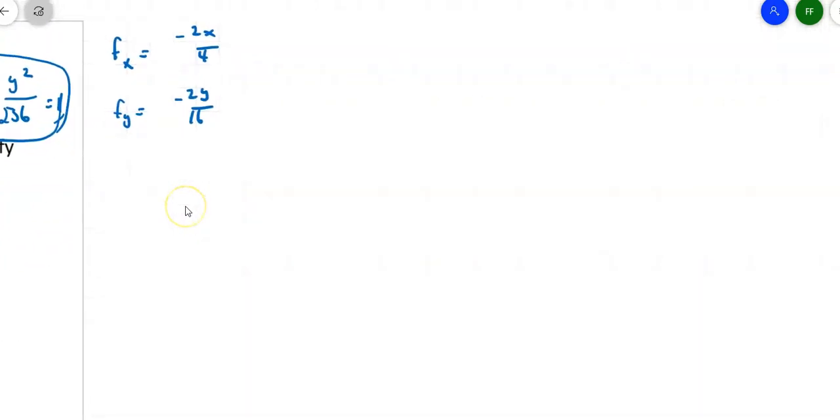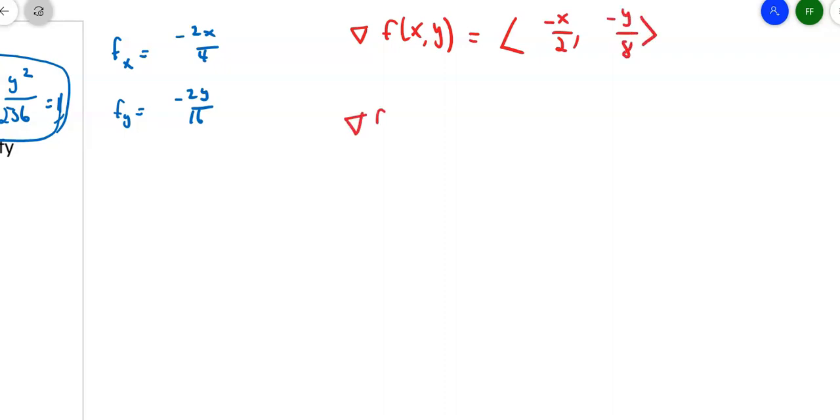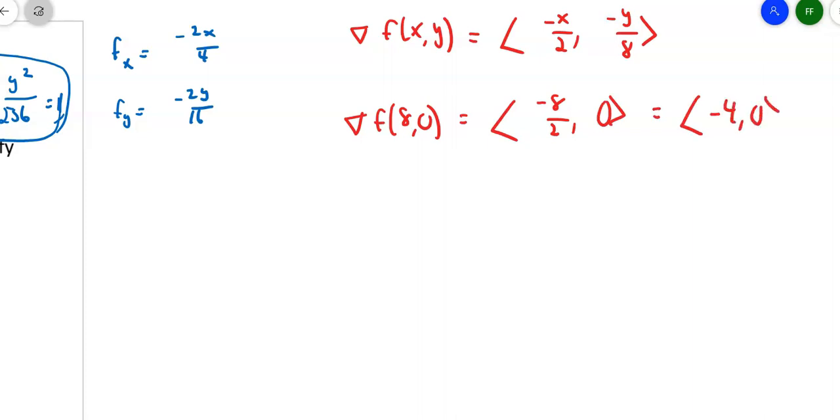So now I can move this over. This means that the gradient of f at x, y is -x over 2 if I simplify the first term, -y over 8 if I simplify the second. Right, now let's evaluate that gradient at the point that I was given, which is (8, 0). So now I get -8 over 2 and 0. Okay, simplify that. The gradient is (-4, 0).